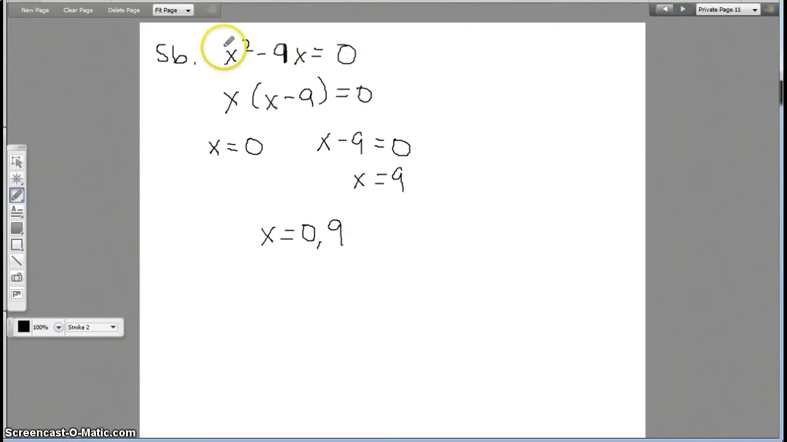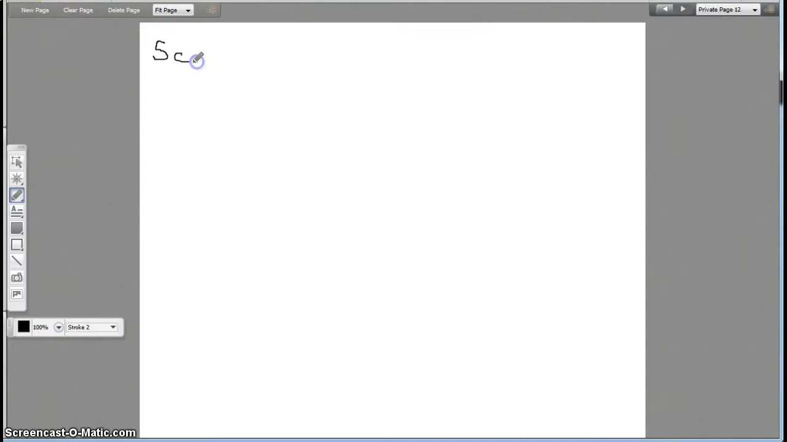Both of those will give us 0 in our original equation. Let's look now at part C. Part C, we have 2x squared plus 2x equals 0.